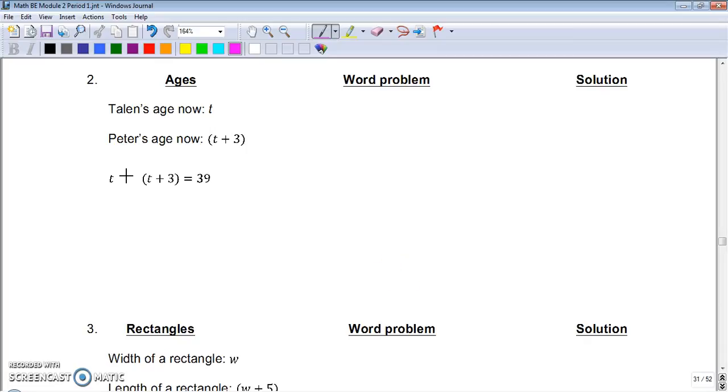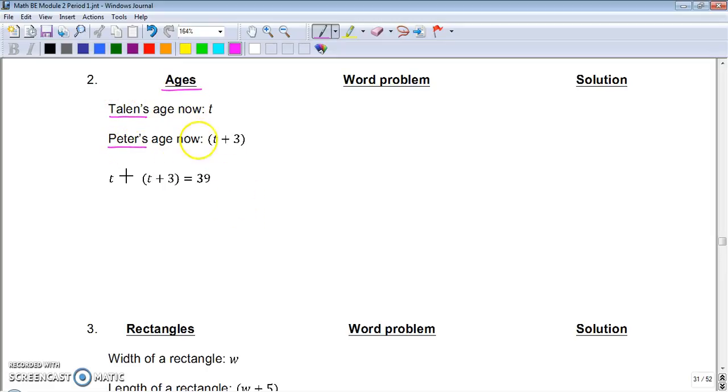In this video, I'm going to go through the 2.1G lesson on word problems and application problems. Period 1 did not do problem number 2. Period 3 did do problem number 2. So if you've already seen problem number 2 and we went through that, you can go ahead and skip ahead in this video. Number 2 deals with an age problem, and it has two people, Talon and Peter.